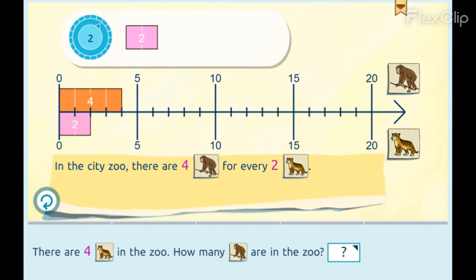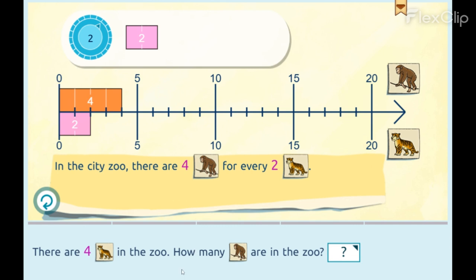Today, we're talking about ratios and we are talking about animals. We are in the city zoo and we know that there are four monkeys for every two tigers. We can see four monkeys for every two tigers, and you can see the representation over here.